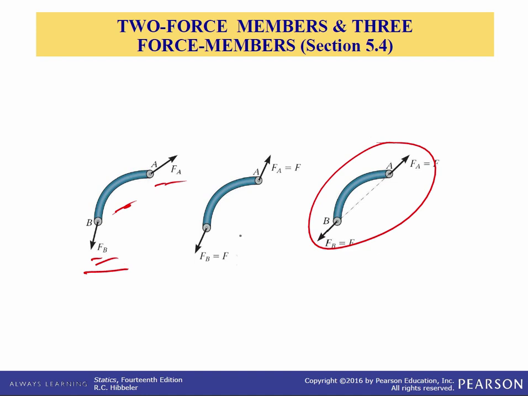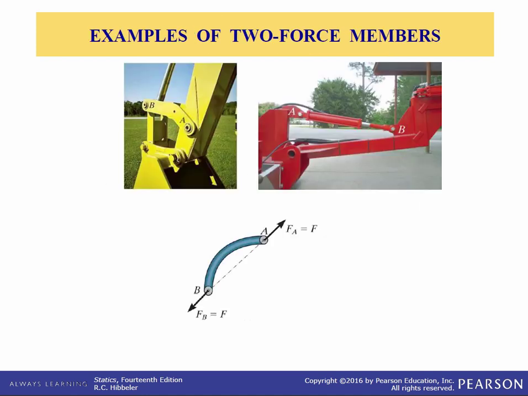Therefore, for any two-force member to be in equilibrium, the 2 forces acting on the member must have the same magnitude, act in an opposite direction, and have the same line of action directed along the line joining the 2 points where the forces act. Here's an example of a two-force member. You see this link AB. When you just look at the support reactions at A and B, you know that the directions of those 2 are going to be along a line joining A and B.